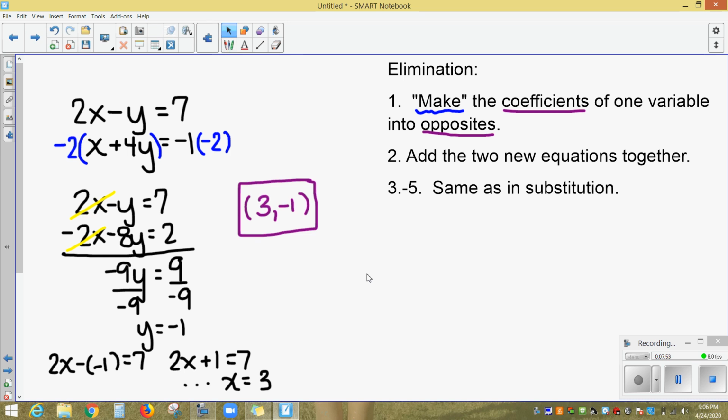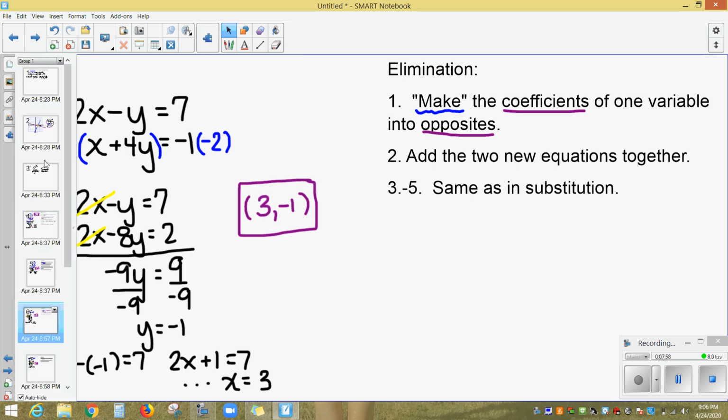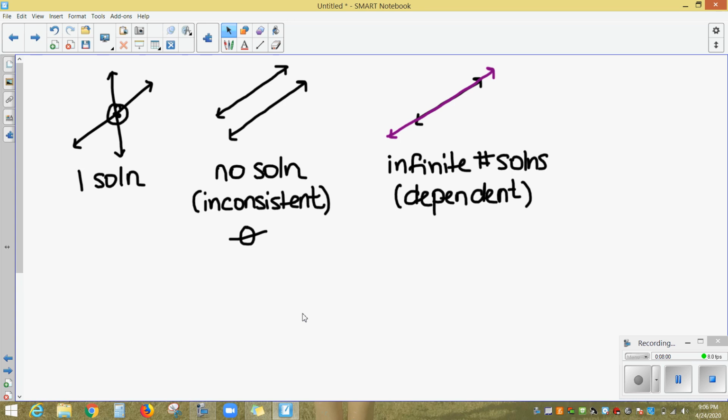We'll start another video to talk about our other special cases, because so far the examples we've done have all had one solution. And I know there are still two other options. So we don't yet know what it looks like to have one of these two situations. So in the next video, we'll talk about inconsistent and dependent systems.